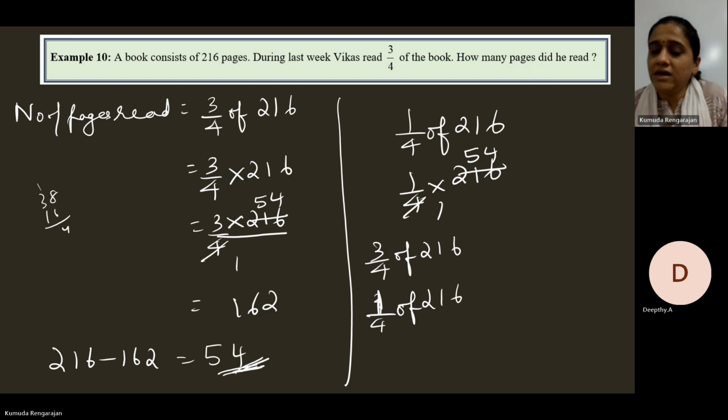All right. The other way of finding not read is you can find 3 by 4 of 216. That will give you the number of pages he has read. Then the total number of pages 216 minus read, which is 162, will give you 54. You can use the corresponding fraction straight away, or you can do the subtraction. You can find read and then total minus read is unread.